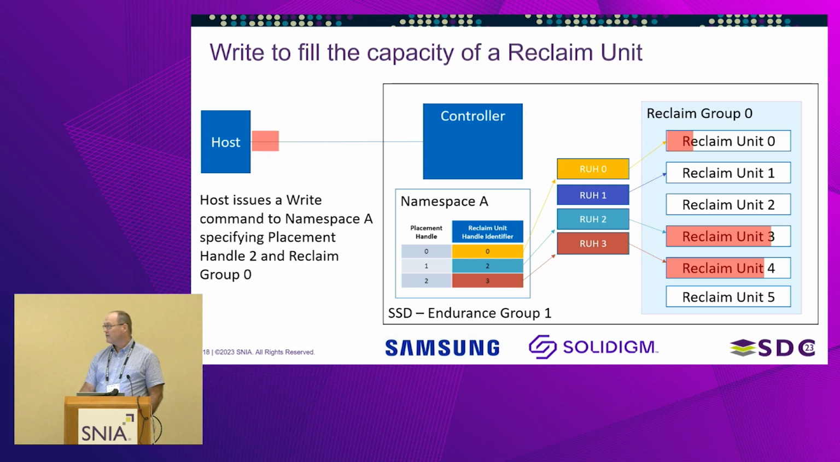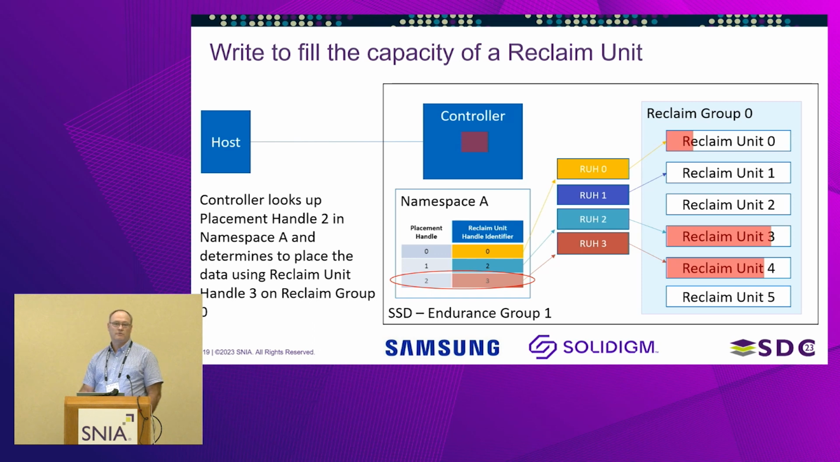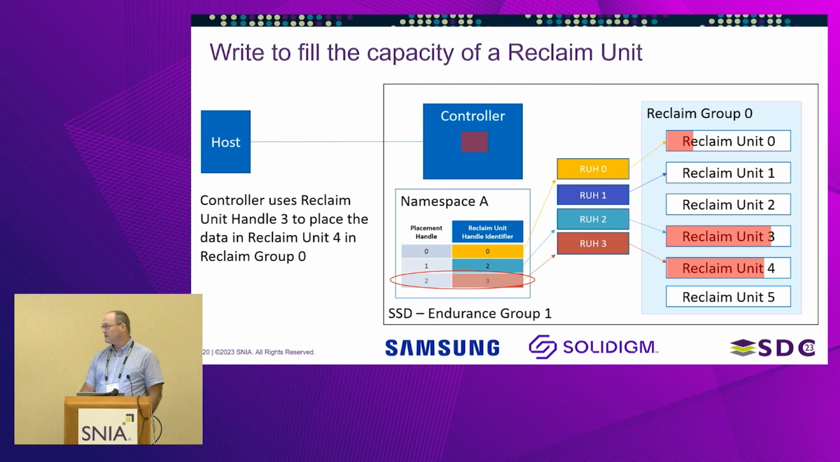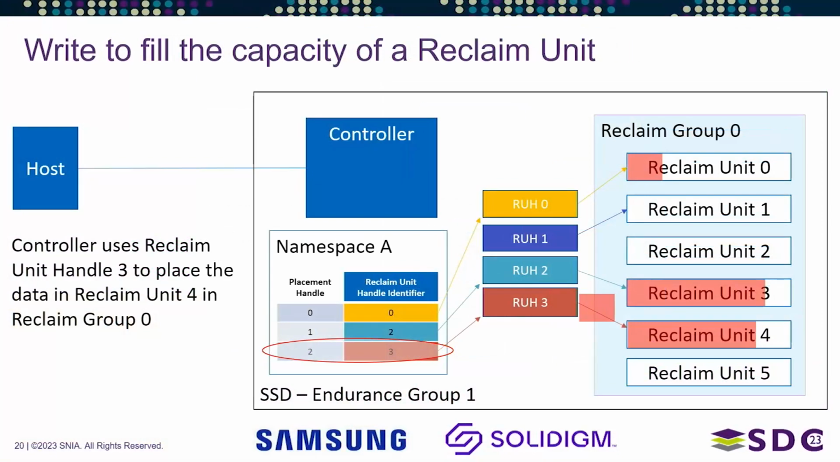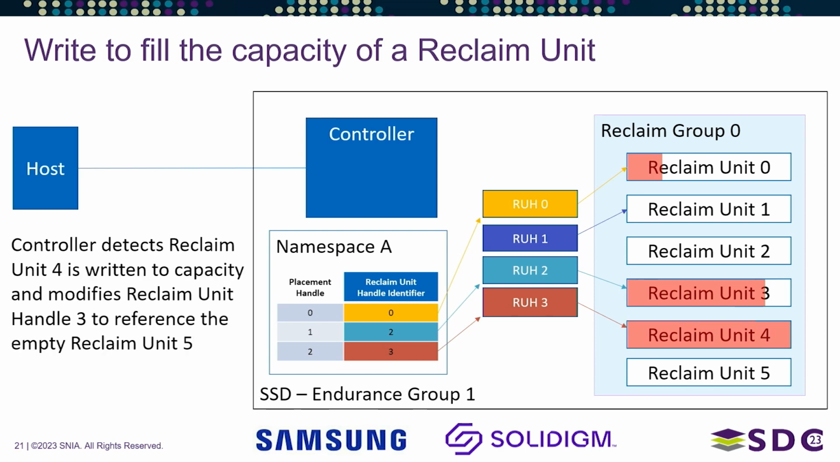Let's do another write here. This write's going to come in. It's going to use a different placement handle. In this case, it's going to use placement handle 2, which goes to the reclaim unit handle 3. Same kind of concept. It looks it up in the table, figures out the reclaim unit handle, buffers it up, eventually writes it out to the reclaim unit. Now, in this particular case, reclaim unit 4 was written to capacity. And at this point, this is where the controller comes in and says, I have no more writes to that reclaim unit. I need to go find another reclaim unit, and it's going to update its reference to a different reclaim unit that is empty.